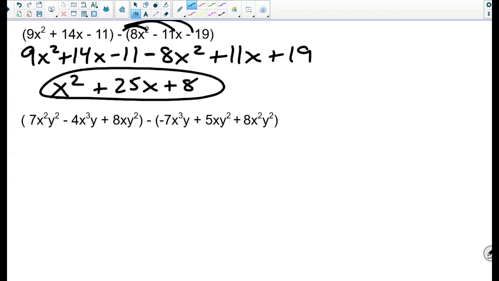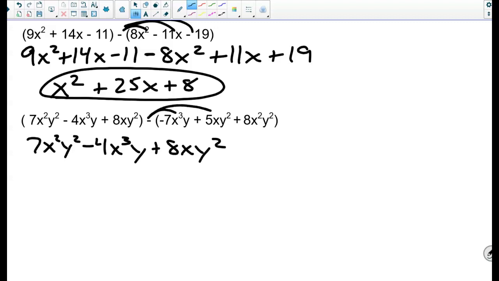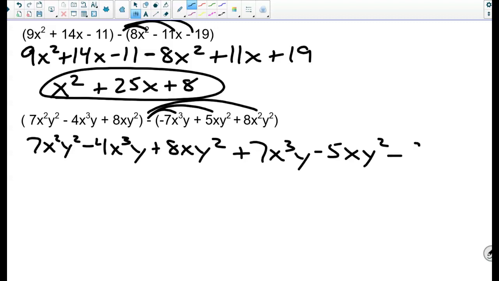Here, before I even combine like terms, 7x squared y squared minus 4x cubed y plus 8xy squared. I copy down the first parenthesis. And then we distribute our negative. Plus 7x cubed y minus 5xy squared minus 8x squared y squared. And I'm combining like terms.